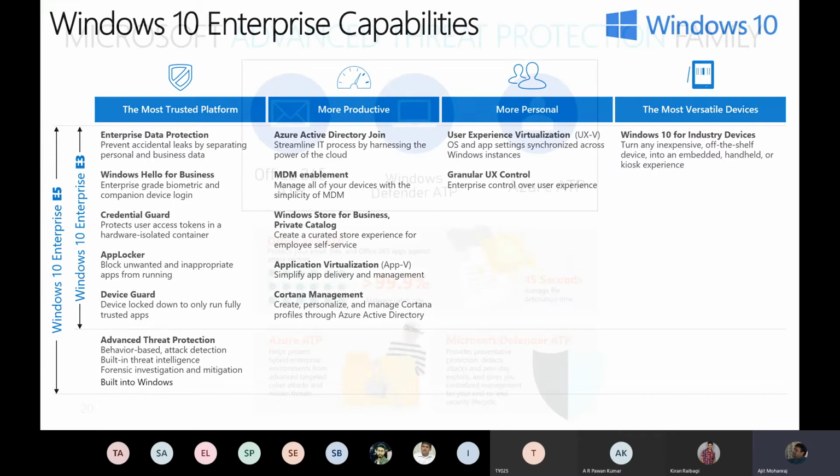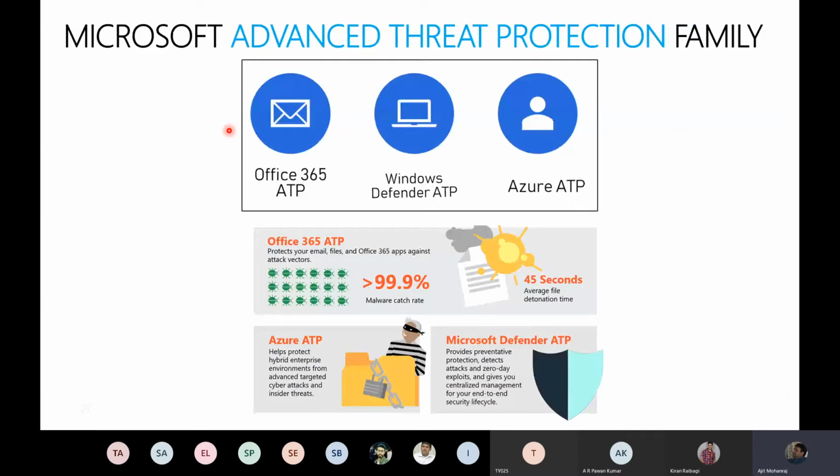I'm not going to go through all of this. And the third set of tools that we have is the Microsoft Advanced Threat Protection family. A lot of you are aware of it. ATP, essentially, if I look at Office 365 ATP, is ensuring that you only have safe attachments and safe links.